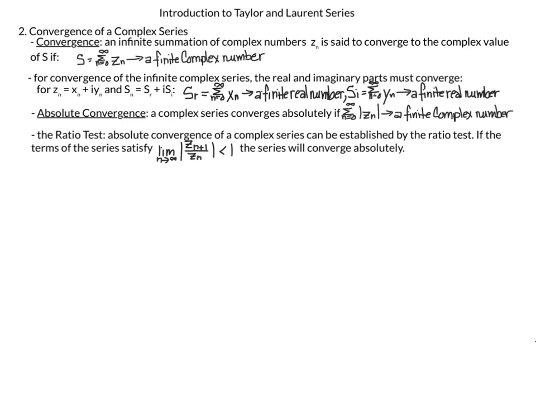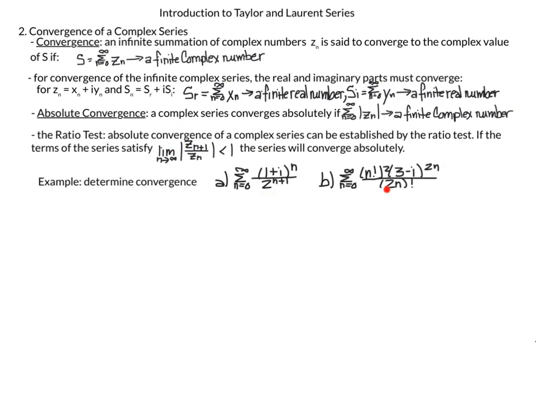So you can analyze the real and imaginary parts separately, but we also have the idea of absolute convergence, and then we have the same ratio test to test if a complex series diverges or converges. And so we'll use this ratio test. And I have two examples for you here.